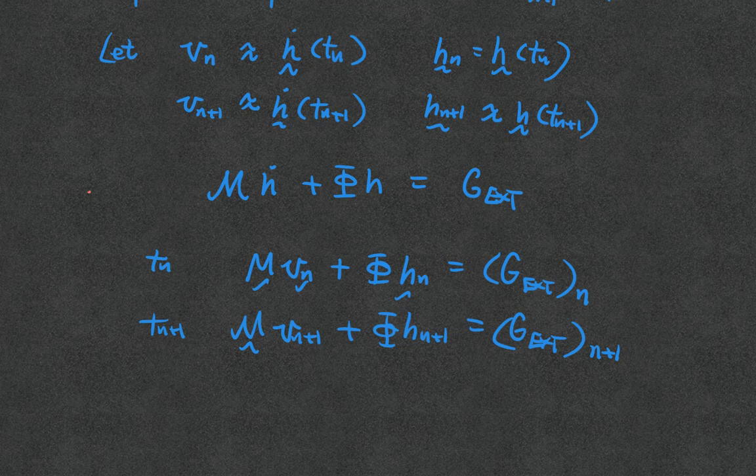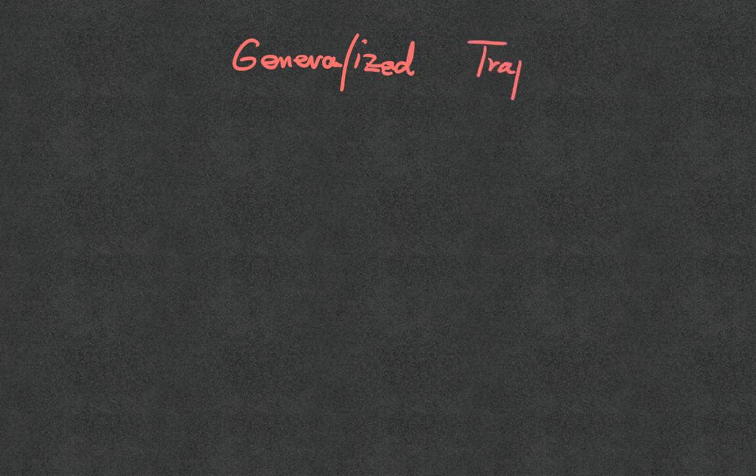Why does the matrix become your only stiffness matrix? If you take rules that are called generalized trapezoidal rules.